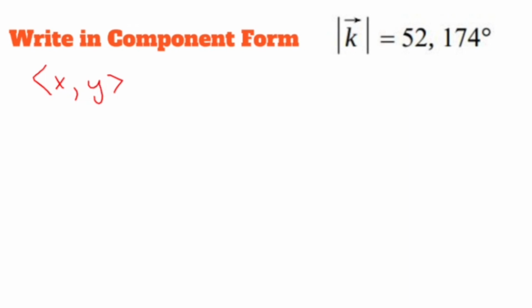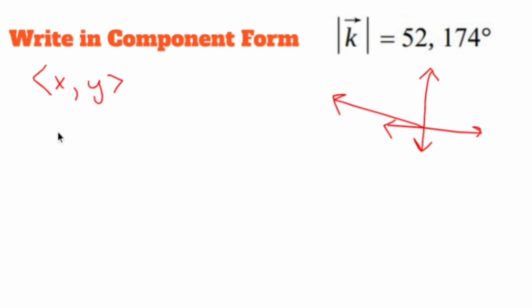Now, this gives me something that looks like polar coordinates. It gives me a magnitude, which means a length, of 52, and a direction of 174. So if I'm looking at this as if it's something written in polar coordinates, I would have a vector that looks like that. So we should expect a pretty big x value and a not so big y value. So how do we do this? How do we find x and y?